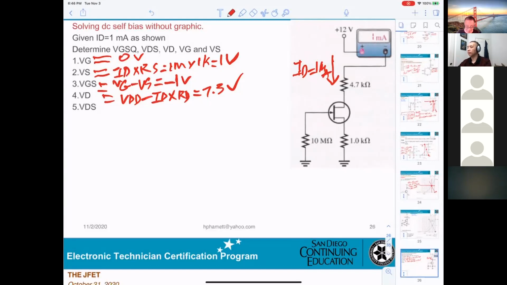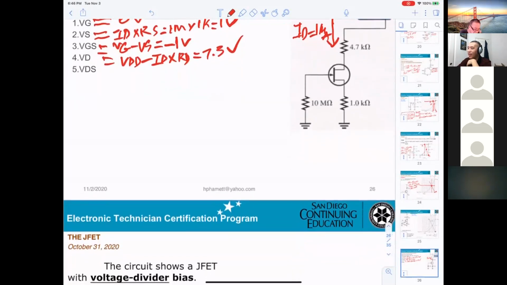Wait, I'm sorry. So if VDS is VD, which is 7.3 volts, and VS is 1 volt, isn't it 7.3 minus 1 volt? Right. Minus a negative, so it's going to be positive. No, because VGS is the -1, VS is positive. Oh, yes. I just wanted to make sure. I was confused there for a minute.